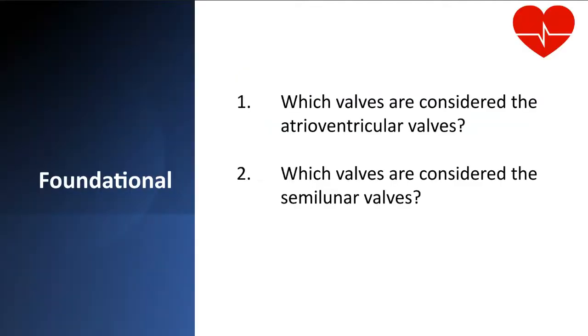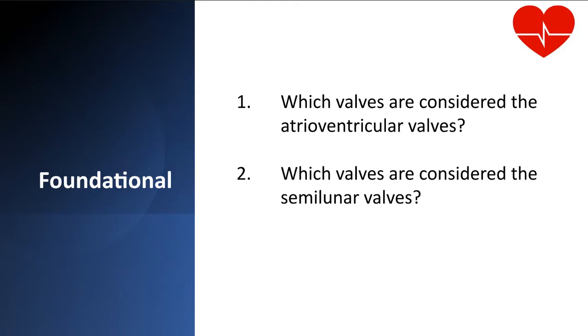Let's hope this slide's not messed up. Which valves are considered the atrioventricular valves? What are the AV valves? And Brandon, why are they named atrioventricular? Yes, because they separate the atria from the ventricle. So they sit in between. So obviously the semilunar valves are going to be the aortic and the pulmonic valves.